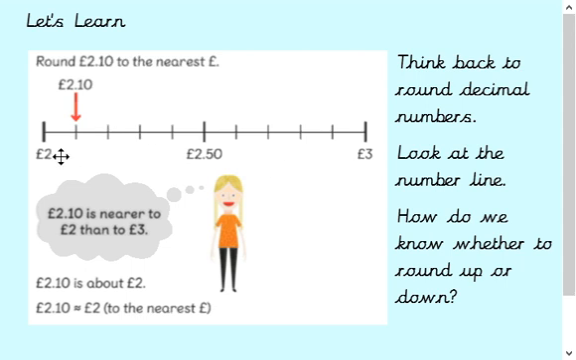Okay, the reason we have £2 here and £3 here is that the actual amount of money that we're rounding is £2.10. This means that it is somewhere between £2 and £3. If we put £2.10 onto our number line, we can see quite clearly that £2.10 is closer to £2 than it is to £3. So if we were going to be rounding this price to the nearest pound, we would be rounding it down to £2.